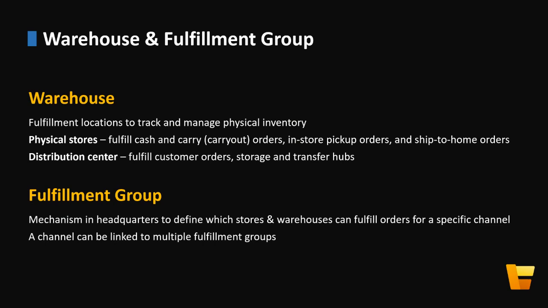In commerce, we're using the basic warehouse entity in Dynamics ERP to track and manage the physical inventory at fulfillment locations. Now, there are generally 2 types of fulfillment locations. One is physical store, which is typically configured with its own unique warehouse in headquarters and used to fulfill cash and carry transactions and in-store pickup orders. For some retailers, the store inventory might also be used to fulfill ship-to-home orders.